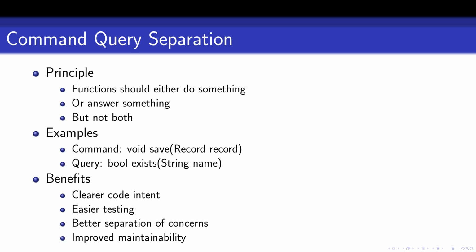Command query separation is a valuable principle. Functions should either perform an action, like saving a record, or answer a question, such as determining existence, but not both. It's about intent. Commands change things, queries report things. The benefits include clearer code, easier testing, and better separation of concerns, keeping your code's storyline cohesive.